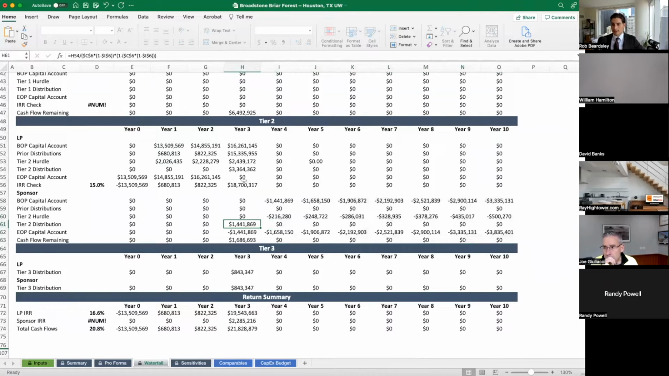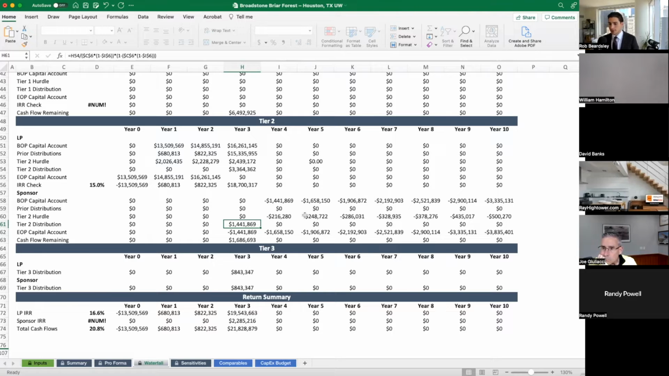The point here is we distributed 3.36 in tier 2. And remember, every dollar in tier 2 is split at 70-30. So of what was distributed in tier 2, this number here is 70% of what's distributed, and then the sponsor gets 30%. So that's 1.4 million now to the sponsor. So the sponsor earned 30% of every dollar in tier 2, like we said.